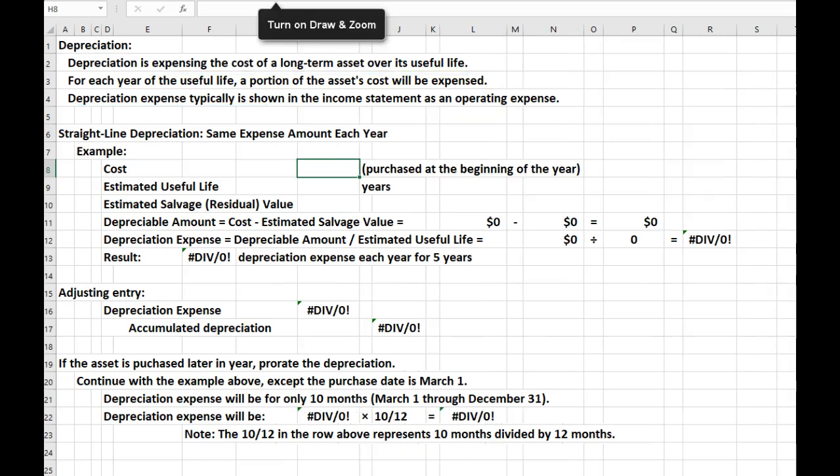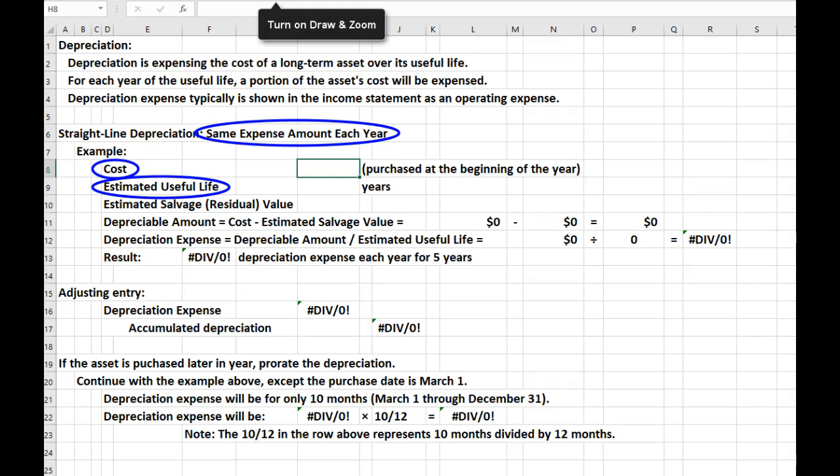Now let's look at an example to calculate depreciation expense using the straight line depreciation method. Now in the straight line method, we're going to have the same depreciation expense amount each year. And to calculate this, we're going to need the cost of the asset to the company, that asset's estimated useful life, and this useful life is something the company will determine.